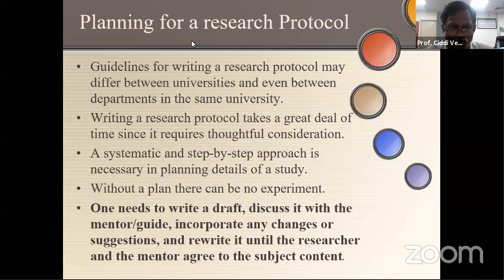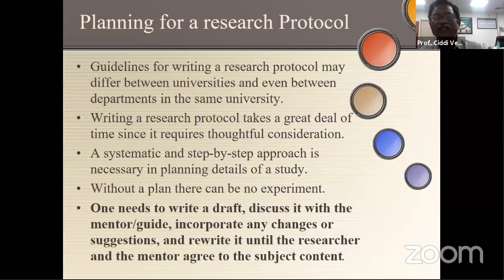So what are the guidelines for writing research protocols? Guidelines for writing research protocols may differ from one university to another university and within the departments. And writing a research protocol takes a great deal of time since it requires thoughtful consideration. Most of the time, we think that working in the lab itself is the research. It is not that. In fact, doing your research and writing your research protocols and research proposals itself will take you about 50% of your research work.